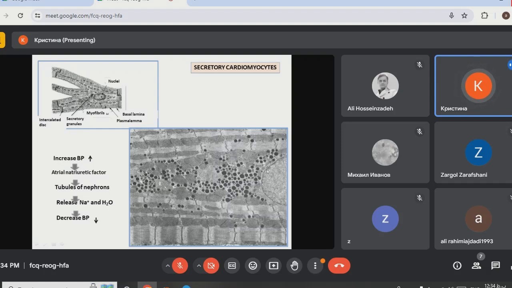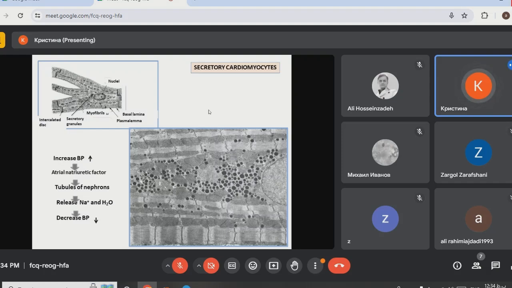And if you look at this area near the nucleus, you can see here a lot of dark secretory granules. Inside them we have this substance which is called atrial natriuretic factor. Atrial because the cells which produce this substance are located in the atrium of the heart. What is the function of these cells? When our blood pressure becomes too high, in hypertension disease, for example, it is bad for the heart.